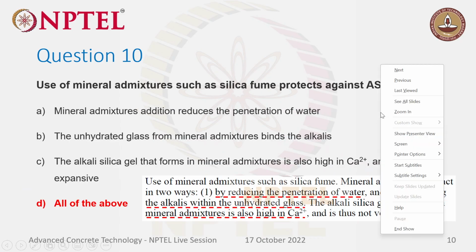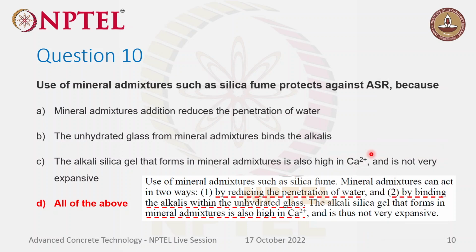So the correct answer is option D, which means option A, B, and C, all three are right. So they have explained how the use of mineral admixture helps with protection against alkali silica reaction. One is mineral admixtures can act in two ways. One is by reducing the penetration of water. Normally, use of pozzolanic additives refines the pore structure, so it reduces the penetration of water.